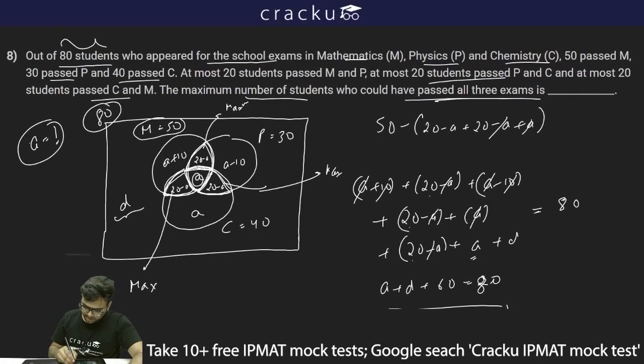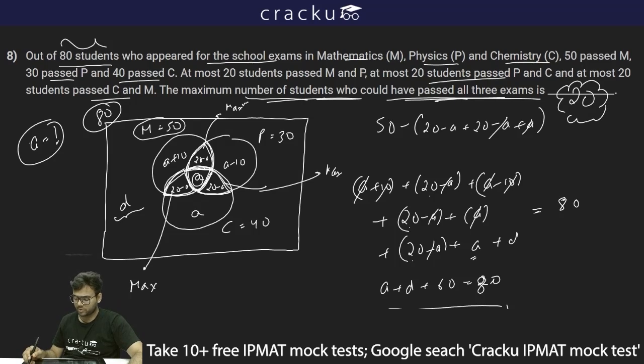Therefore, what is A? A is basically the number of students who are passing in all three exams. So the maximum value of the students who are passing in all three exams will be 20, and therefore 20 is the correct answer.